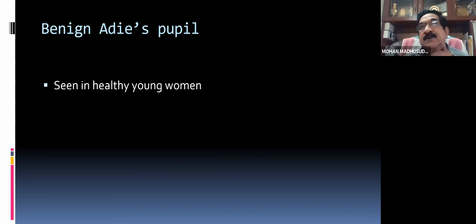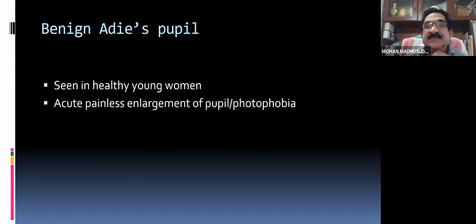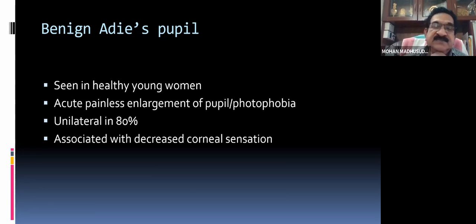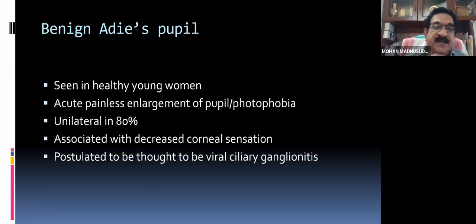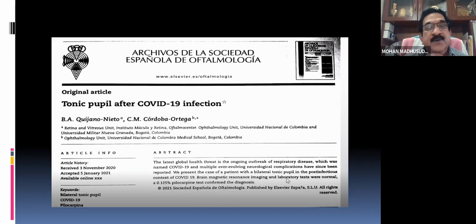Now, there's an entity called benign tonic pupil, which I'm suspecting in my patient. This is seen in healthy young women: acute, painless enlargement of the pupil and photophobia. It is unilateral in 80%. Usually associated with decreased corneal sensation, which this patient did not have. Postulated to be due to viral ciliary ganglionitis. And recently there is one paper on tonic pupil after COVID infection also described.